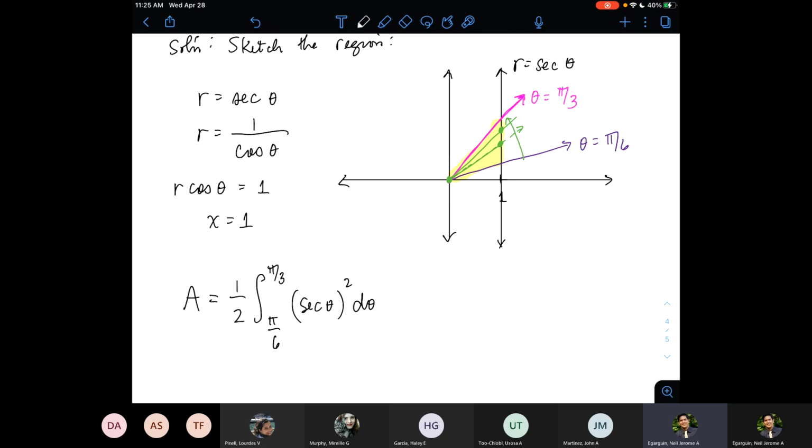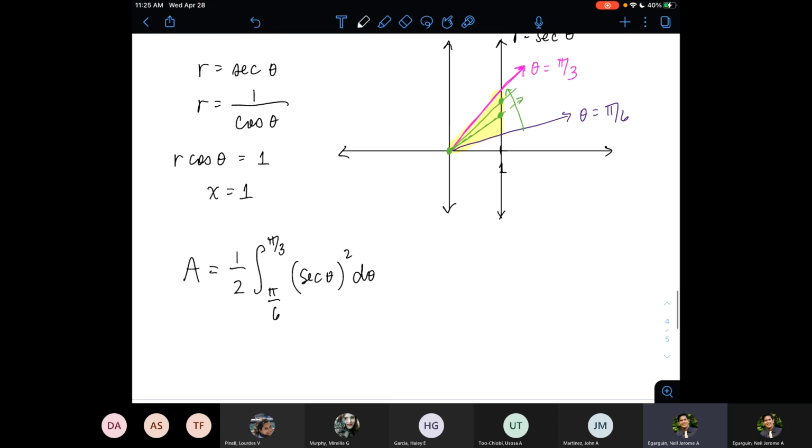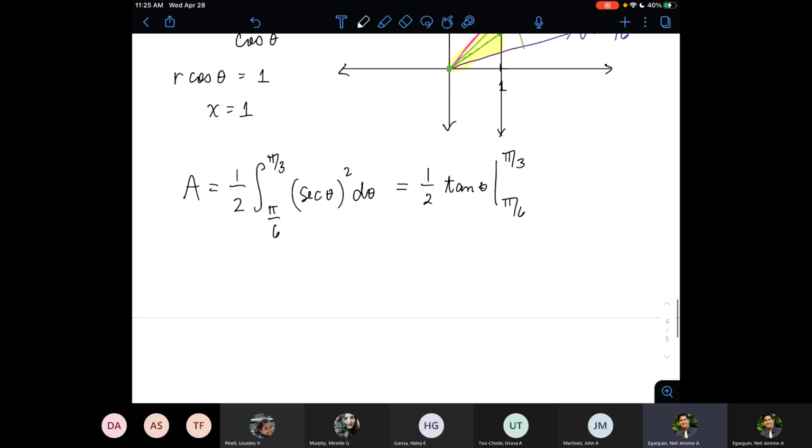And I guess this is not hard to evaluate because we know the integral for secant, so that's going to be tangent theta evaluated from pi over 6 to pi over 3, right? So this would be 1/2 times tangent pi over 3 minus tangent of pi over 6. So this guy would be 1/2. Tangent of pi over 3 is root 3 minus tangent of pi over 6. That's going to be 1 over root 3.